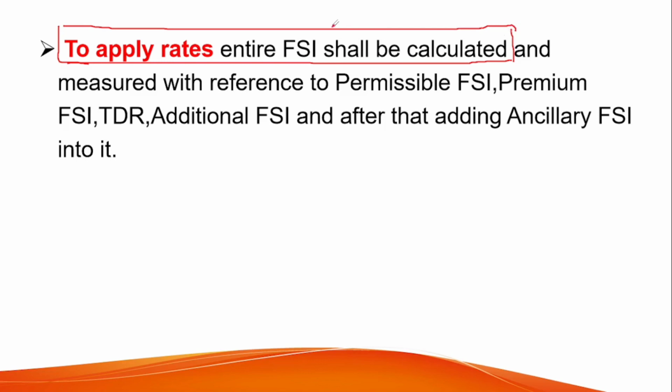So after summation of all these, and measured with reference of permissible FSI, that is what they mention. Premium FSI means basic FSI, premium FSI, TDR, additional FSI, and after that adding ancillary FSI into it. So after calculation of this, they add ancillary FSI into this. That is how they apply it.